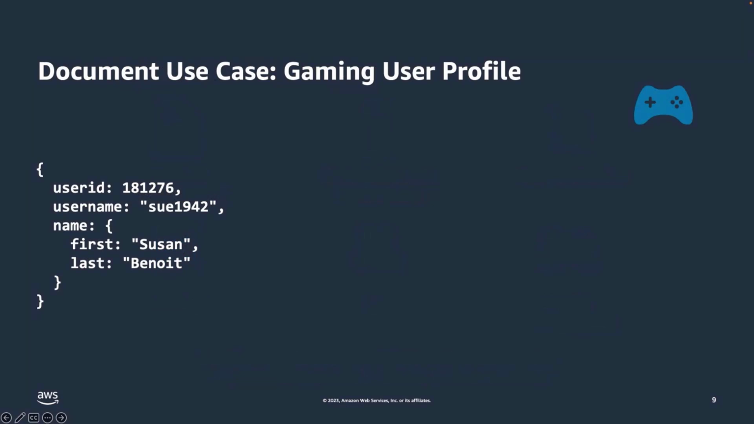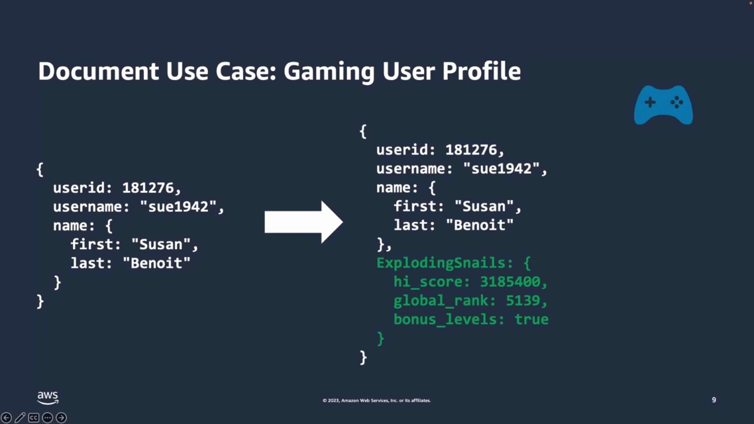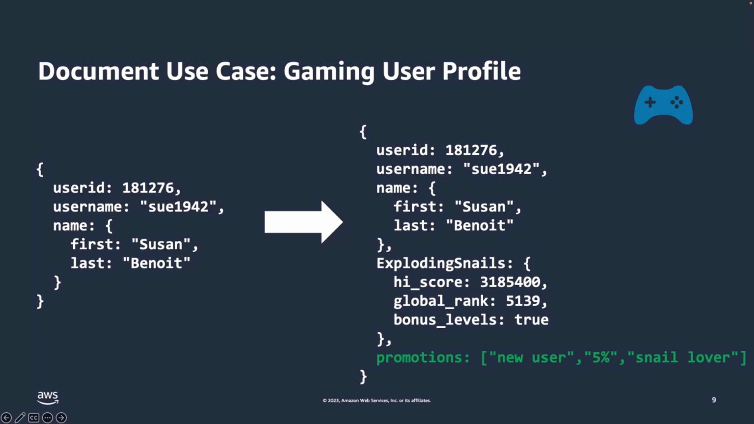Next, we'll jump into an example of a gaming user profile. So in this example, we have a user, and this user is Sue1942. And let's say Susan decides to play a new game called Exploding Snails. It's very easy to add information to her profile. Notice here that we didn't have to design a complicated schema or create any new tables. We simply added a new set of fields in our document. Similarly, we can add an array for the promotions that Susan has achieved. In this example, you can see that Susan has achieved new user 5% and ultimately snail lover.